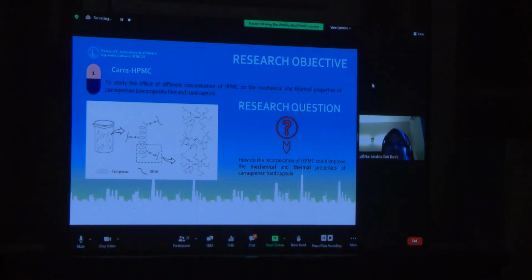Research objective and what is the research question? We want to study the effect of different concentrations of HPMC on the mechanical and thermal properties of carrageenan biocomposite film and hard capsule. How does the incorporation of HPMC improve the mechanical and thermal properties of this carrageenan hard capsule?